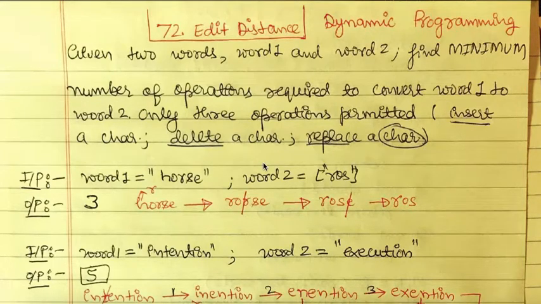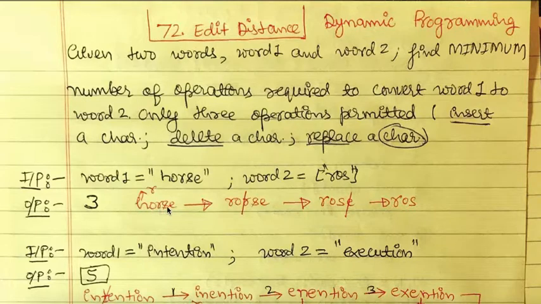Okay, so let's have some examples. We have input, word 1 is horse, and word 2 is ros. So the output will be 3. Let's see how we can get 3 from here.